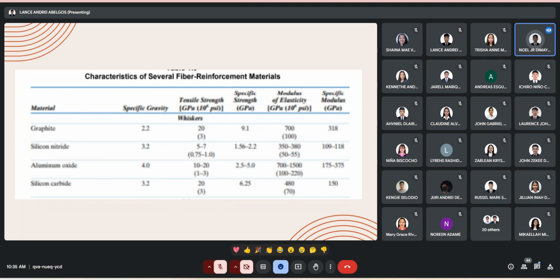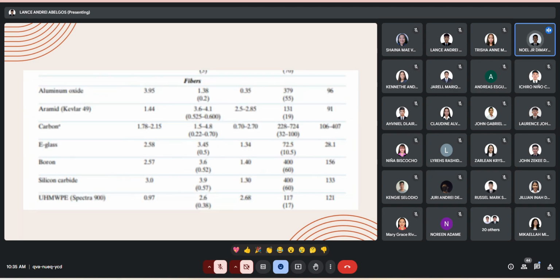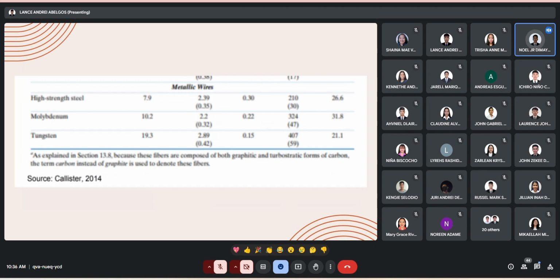And these are the examples of fiber reinforced materials. The whiskers, which contain graphite, silicon nitride, aluminum oxide, silicon carbide. Next po. Next is the fibers, yung fibers na kilala natin: aluminum oxide, aramid, carbon, e-glass, boron, silicon carbide. Next po. And lastly is the metallic wires. Yan po yung high-strength steel, molybdenum, tungsten. And for us to discuss that, next slide po, ito po yung specific details nila.